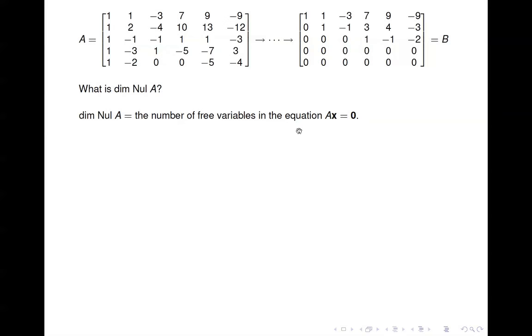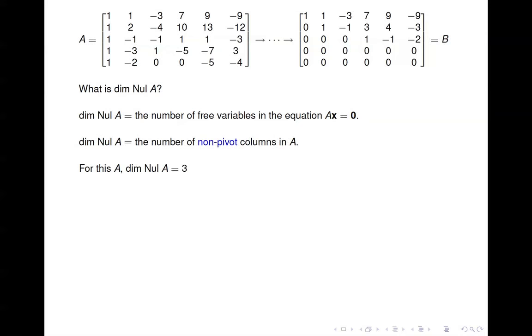Now, how many vectors do you end up with in that case? Well, you end up with one for each free variable. Key is one for each free variable. And if you think about that a little more, you think, well, where do I get a free variable? Well, a free variable is one whose column does not contain a pivot position. So the dimension of the null space is the number of free variables in AX equals 0, also equal to the number of non-pivot columns in the matrix.